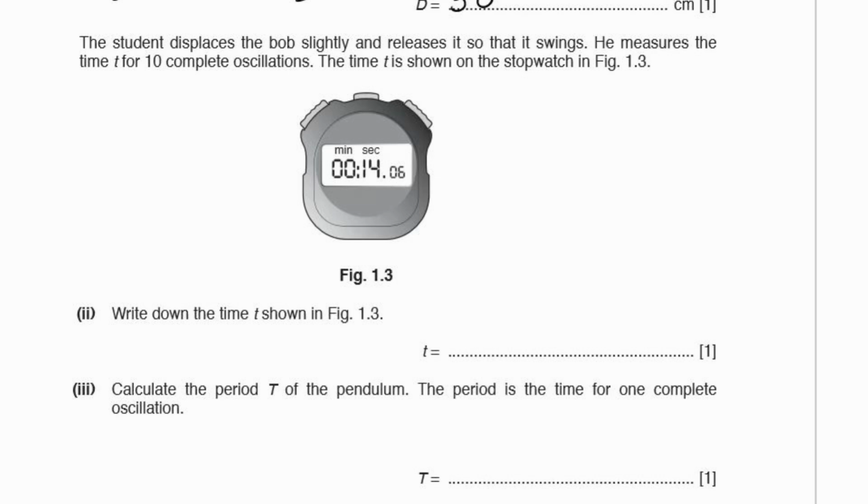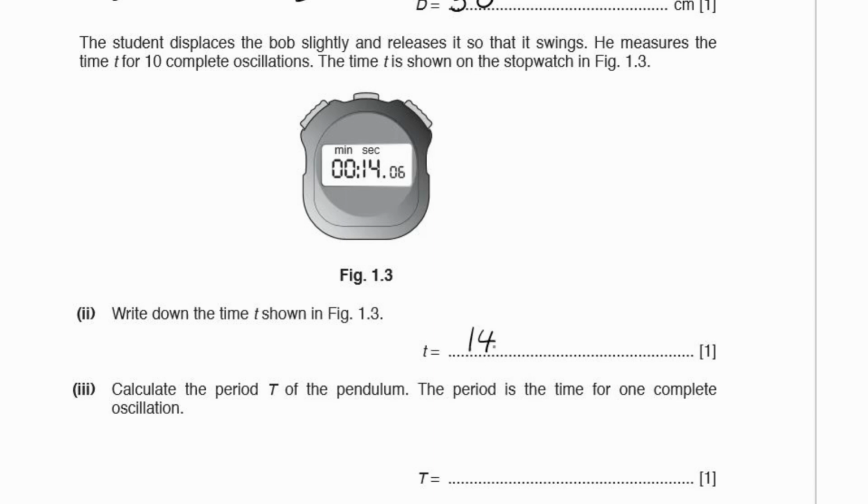The student displaces the bob slightly and releases it so that it swings. He measures the time t for 10 complete oscillations. The time t is shown on the stopwatch on figure 1.3. There we are, 14.06 seconds. Write down the time t shown in that picture. Oh, well, there we go, nice and easy.